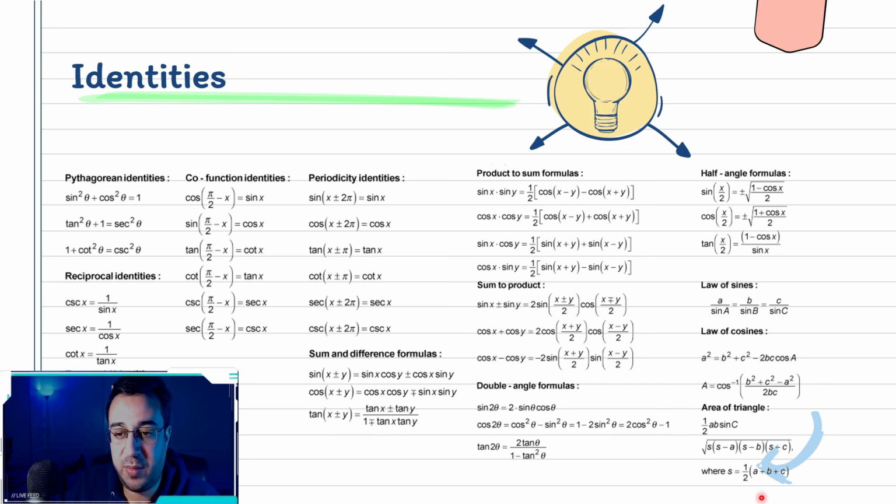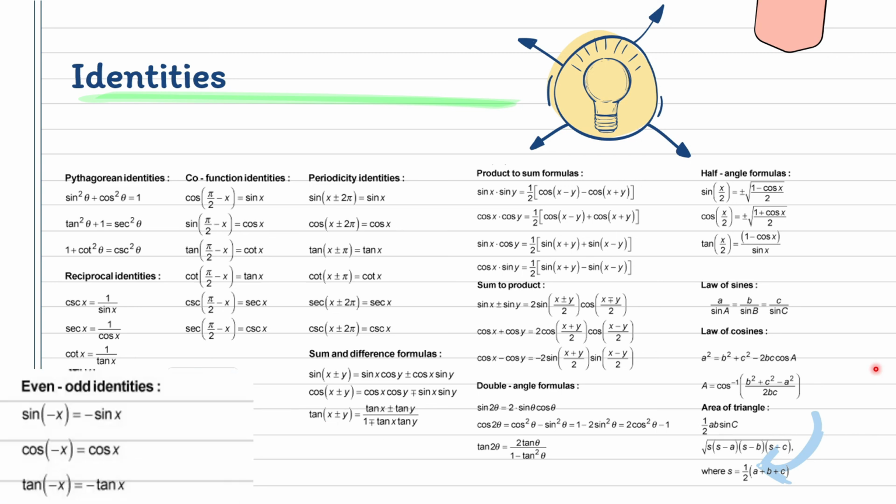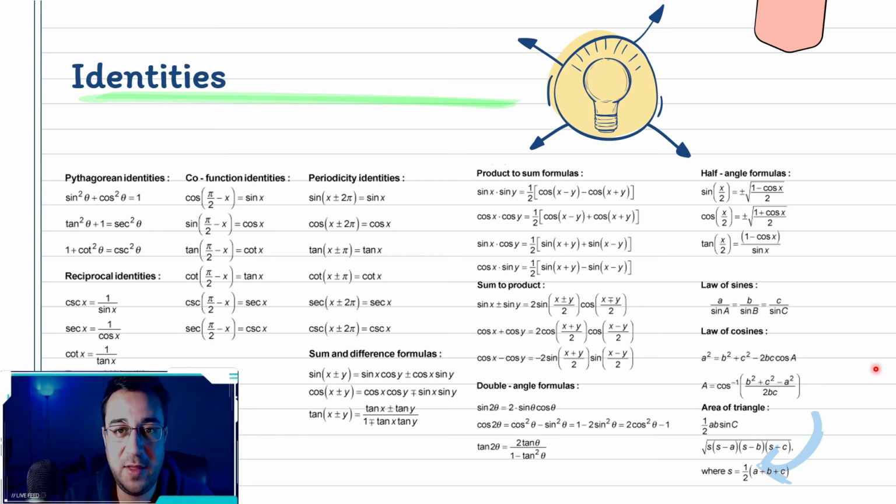So here it is. I combined the most famous identities for you so that you can go back to them whenever you need them as we're moving forward with our calculus. And by now, I think we are ready to jump into our calculus, starting with our limits.